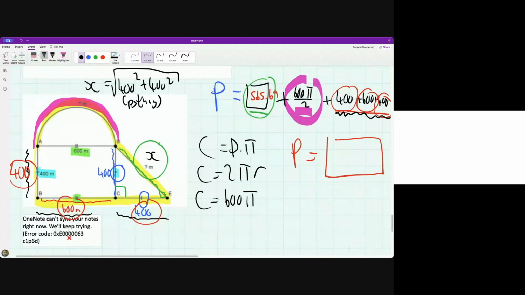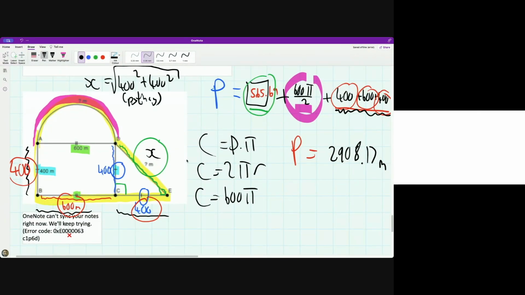Plus 565.69. Oh, I get 2908. Sorry, I made a mistake. That was my boo-boo. 2908.17 meters. Who is with me and Naledi on 2908.17? Thank you, Naledi. You kept me on the straight and narrow there. Okay, one more. Let's go.